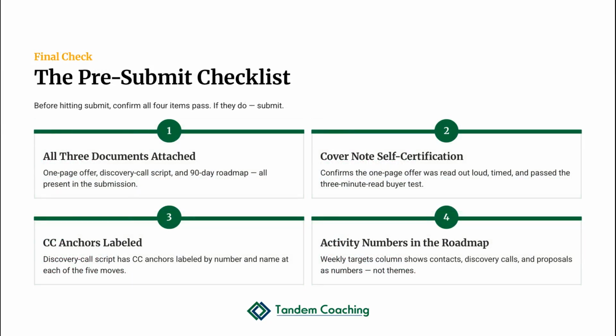The pre-submit checklist, 4 items, before hitting submit. 1. All 3 documents attached. 2. Cover note includes self-certification that the 1-page offer passed the 3-minute read test out loud. 3. The discovery call script has CC anchors labeled by number and name at each of the 5 moves. 4. The 90-day roadmap has activity numbers, contacts, discovery calls, proposals in the weekly targets column, not themes. If all 4 pass, submit.